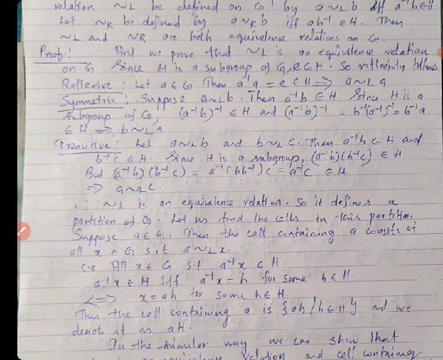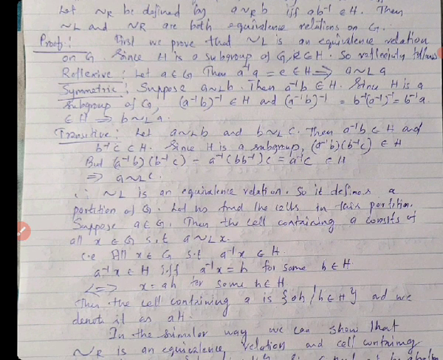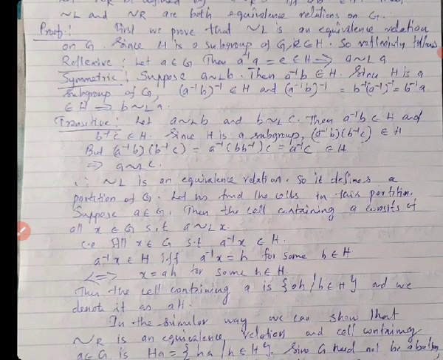Now for the symmetric property of this relation, suppose a ~L b, then by definition a inverse b belongs to H, right? Now we know that H is a subgroup, so existence of inverse is there. So whenever a inverse b is in H, its inverse is also in H. So the inverse of a inverse b is nothing but what? b inverse into a inverse of inverse, that is b inverse a. So b inverse a belongs to H, we got, right? Now b inverse a belongs to H means b ~L a, right?